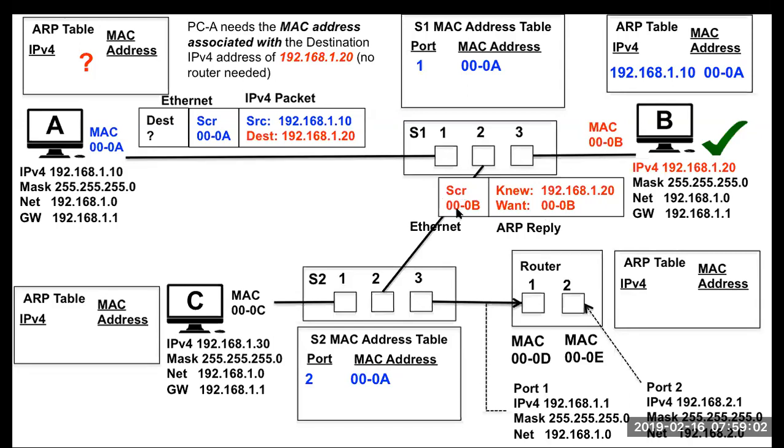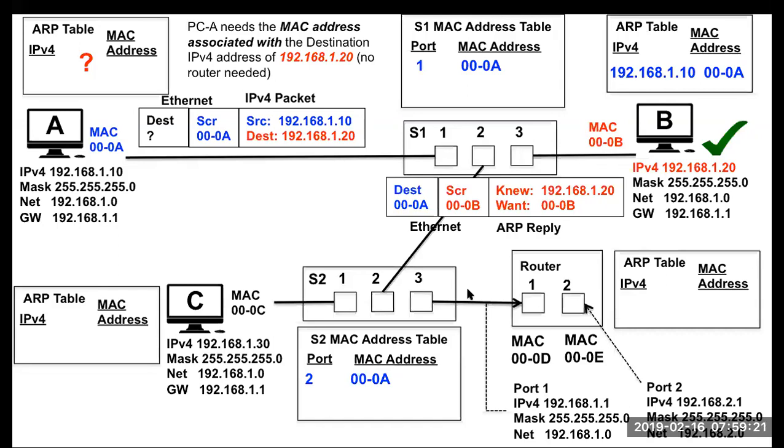Now here's the Ethernet header, and the destination is going to be 000A. I got that information from the ARP request. I'm going to send this directly to you. There's no reason why all these other devices need to copy in this information. By the way, I just want to mention that.